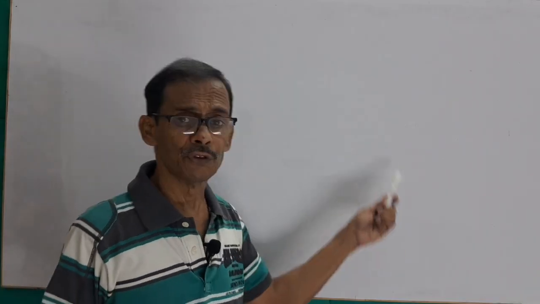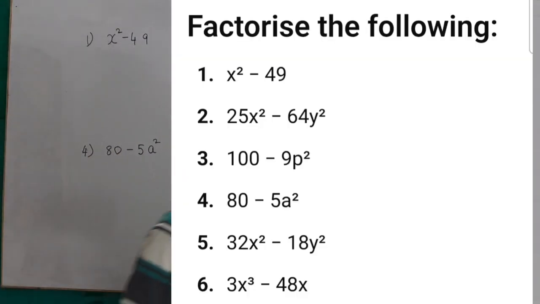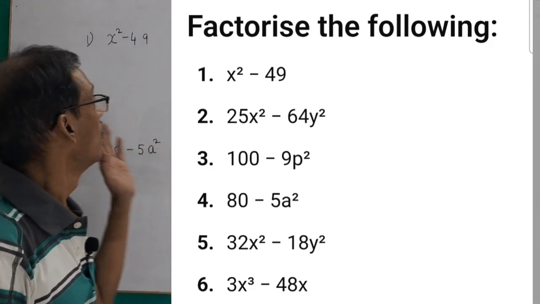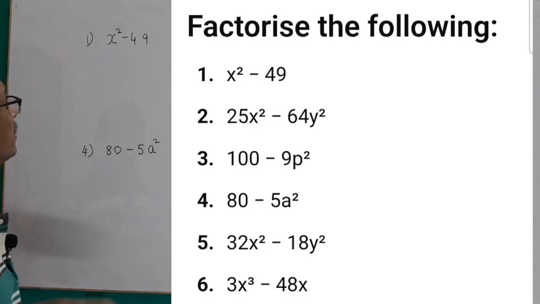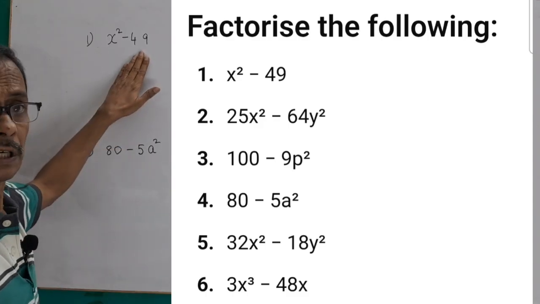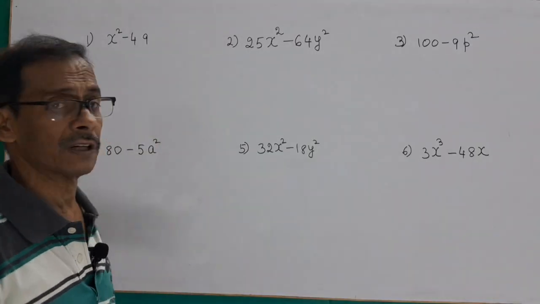Now, for higher classes, like you are in class 8 or class 9, I am taking a few of these questions. So, on the board, you can find all 6 algebraic expressions which can be factorized. And we are going to see how these can be factorized. Children, just look at this. We will use one identity for factorizing this.